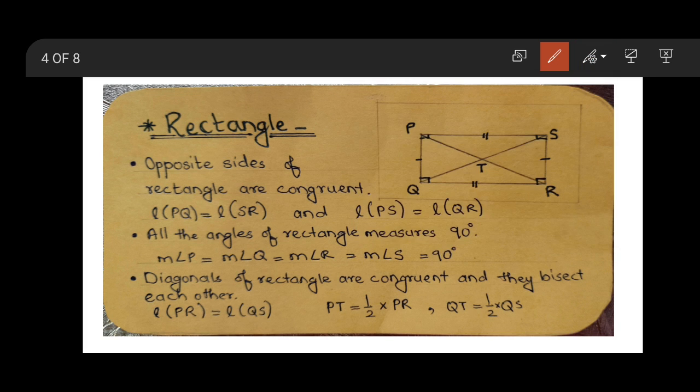So, opposite angles of a rectangle are congruent. All the angles of a rectangle measure 90 degrees. The diagonals of a rectangle are congruent and they bisect each other.